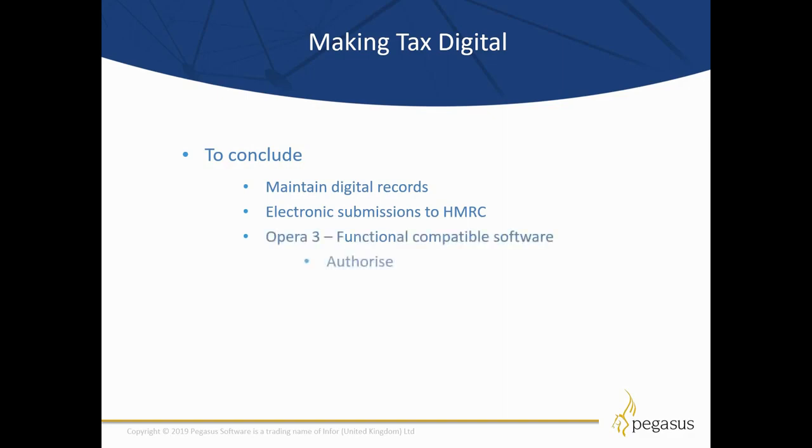As we've just seen, Opera 3 covers all of the requirements for functional compatible software as defined by HMRC. It allows you to authorise your copy of Opera 3 to communicate with your VAT account held on the HMRC site. It allows you to consolidate VAT returns across multiple companies, and it also allows you to submit that VAT return to HMRC using the MTD VAT API. And using the advanced MTD version, it will allow you to use Opera 3 as bridging software that will allow you to submit VAT returns from third-party software products through to HMRC.